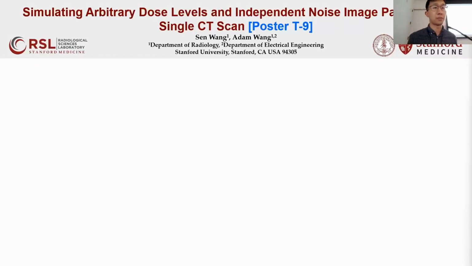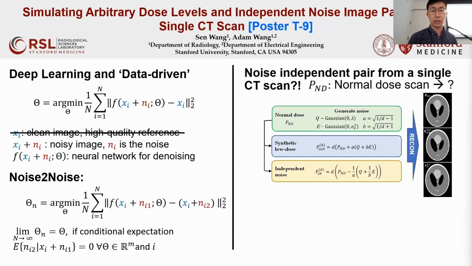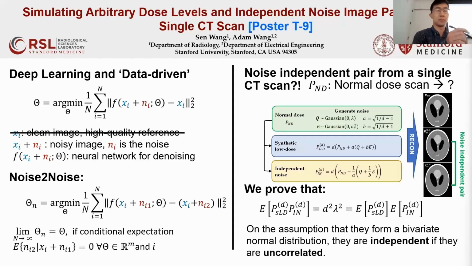Hi, this is Wang from Stanford. Deep learning-based image denoising methods require high-quality images that are difficult to obtain in CT due to dose concerns. The concept of noise-to-noise enables us to train the network using noise-independent pairs instead of a clean reference. However, it is uncommon to have a pair of CT scans with independent noise. We propose a method to generate such paired data for use in deep learning training from a single CT scan. For more details, please come to our poster T9.